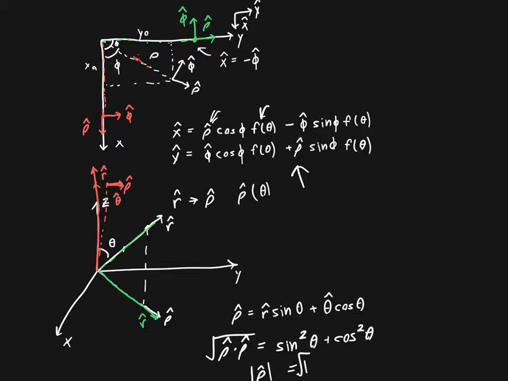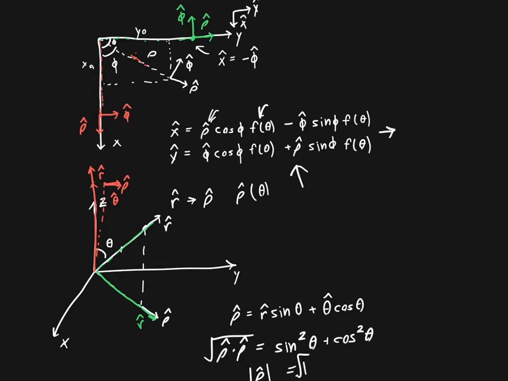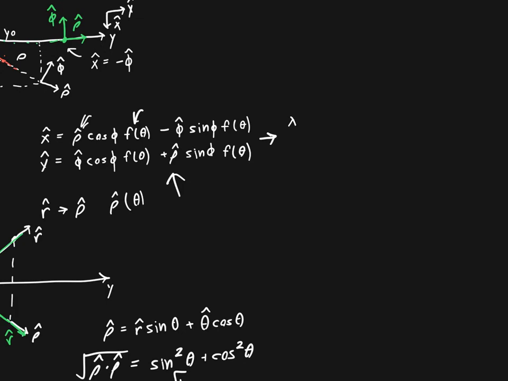I couldn't really justify writing that f of theta, but I wasn't sure what the dependencies were, so we just wrote it like that. So if we rewrite these equations, then x hat is equal to rho hat, which is just r hat sine theta plus theta hat cosine theta, times cosine of phi, minus phi hat times sine phi.